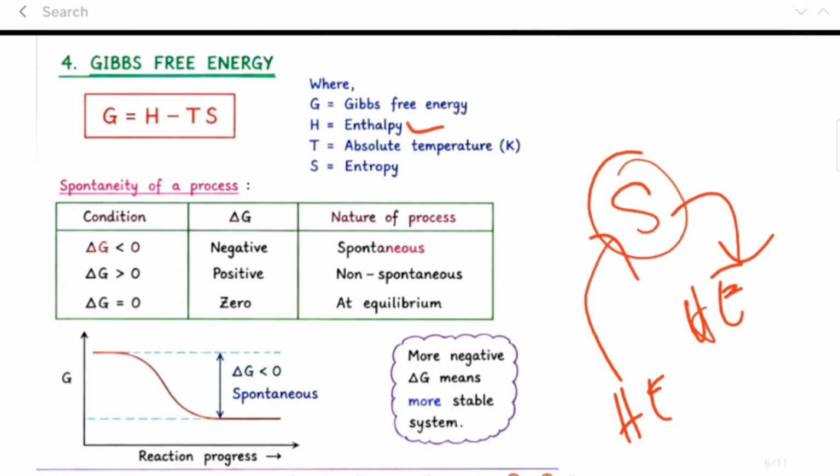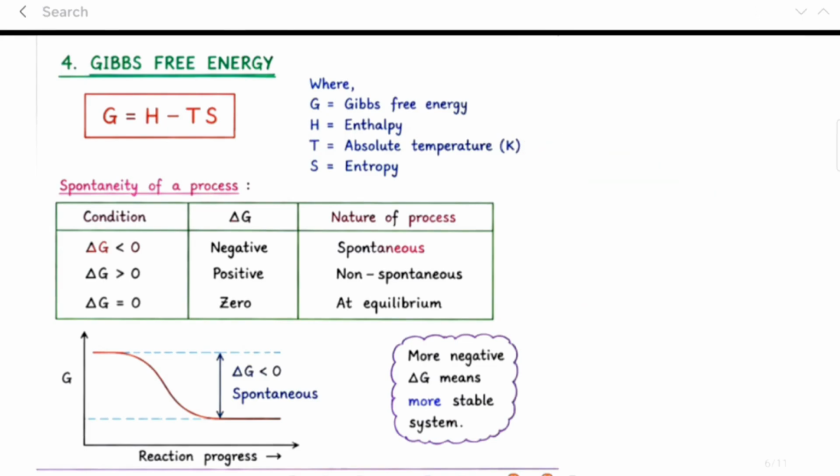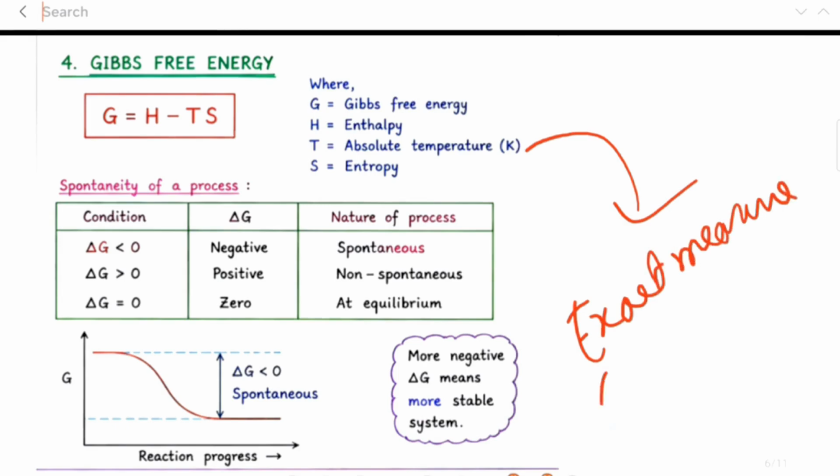Then T is the absolute temperature, which is measured in the unit called K, Kelvin. Absolute temperature means the exact measurement of temperature, that is, from 0 to the present temperature. Then entropy, which we have already discussed.